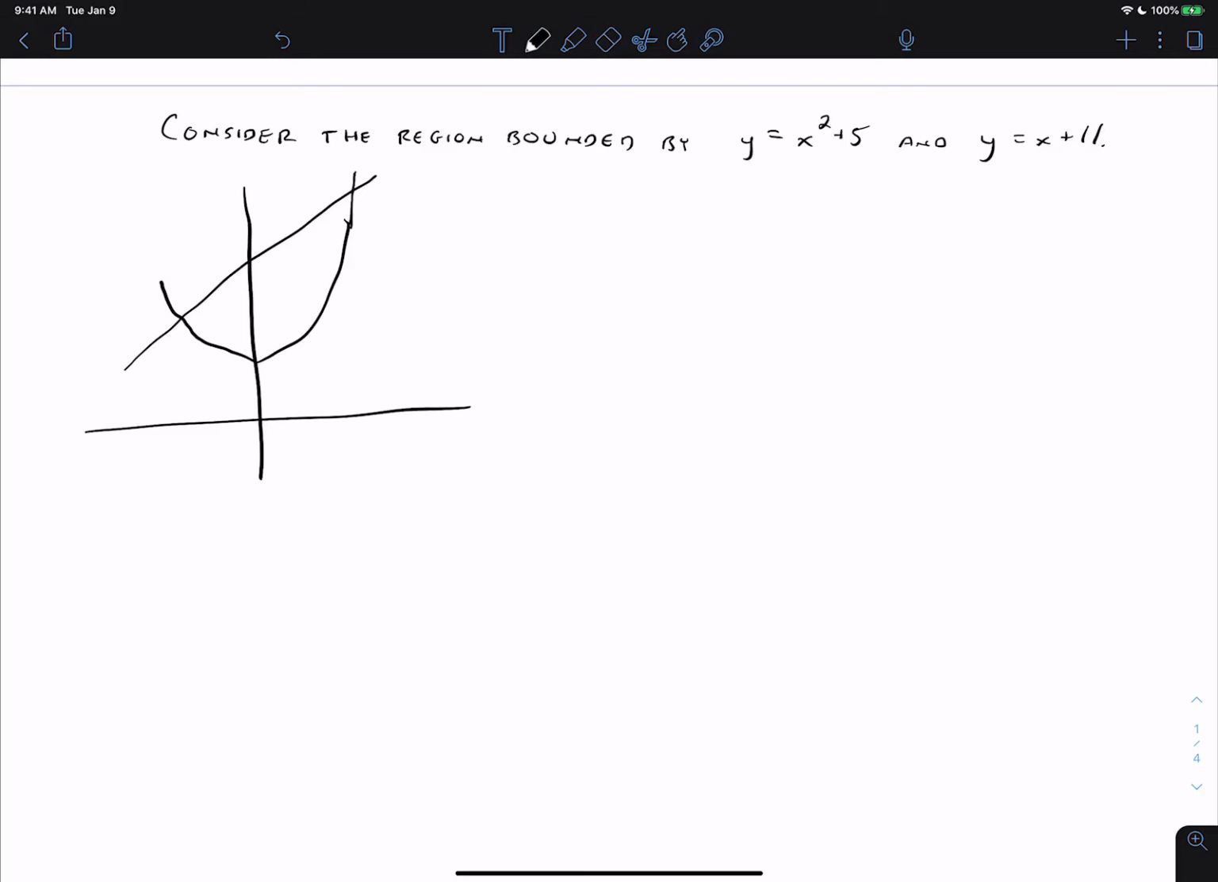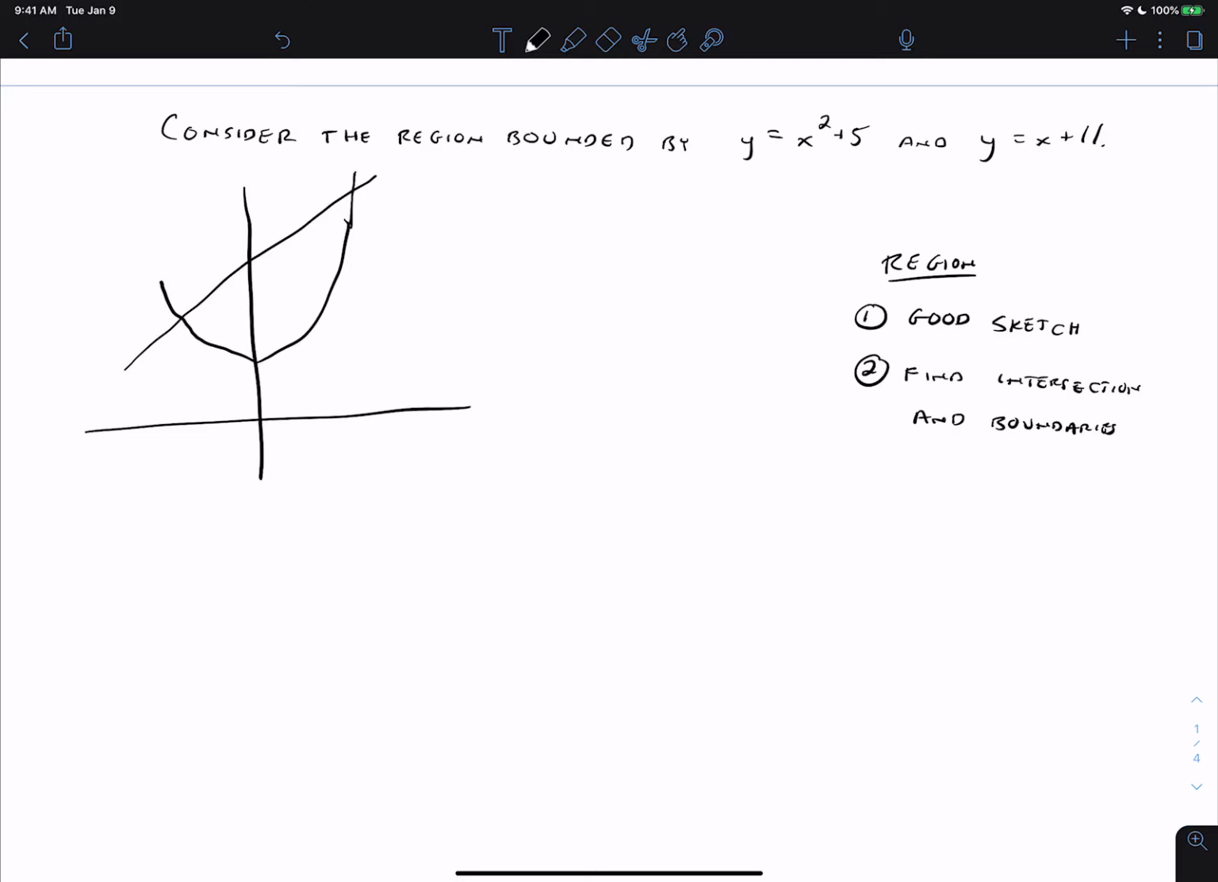So based on the region, we should be doing several things. First, get a good sketch. Second, we should find any boundary points, so find intersections and boundaries. Here we need to find the intersection points. Because they're both solved for y, we can set them equal to each other.